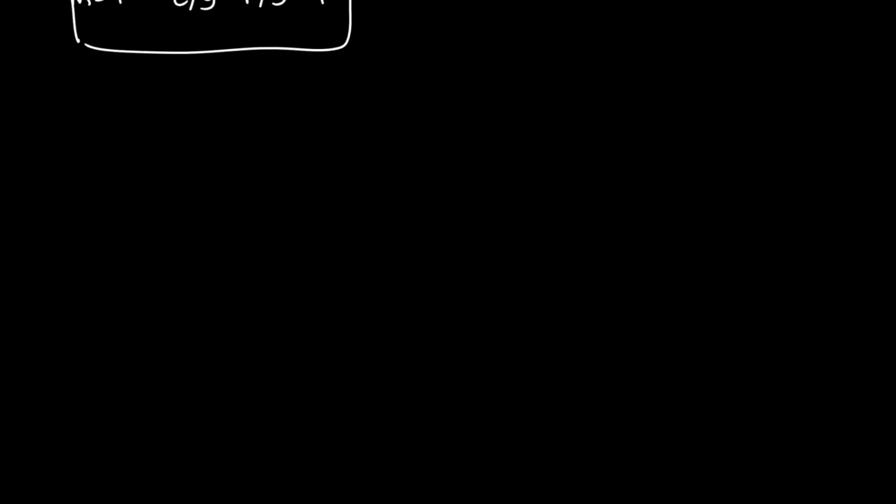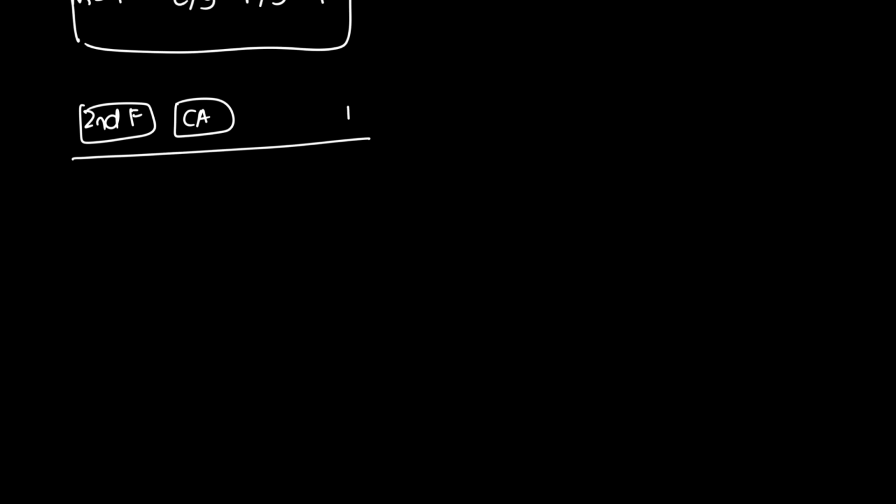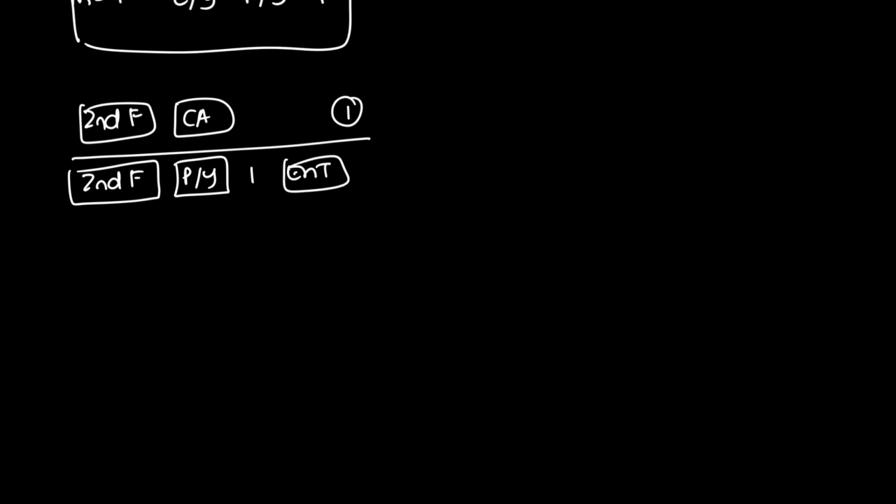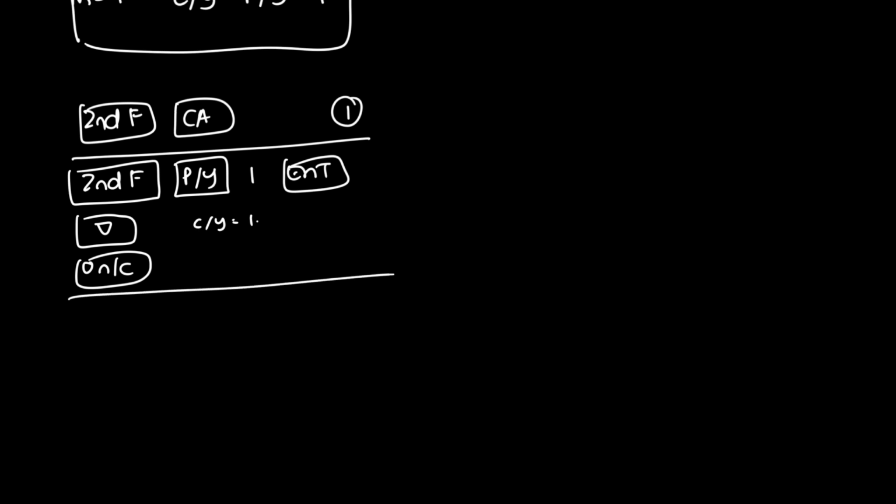So our recipe is second function CA. So we're going to clear our PYs and our CYs, etc., to get rid of the artifacts. And that's like stage 1. Stage 2 is we're going to put in the compounding periods through the payment periods. So second function PY1, enter. We're going to always check this just to get in the habit of it. And then it should come up on our screens as CY is equal to 1. And if it does, then we just push the ONC to clear the screen. And we finish stage 2.